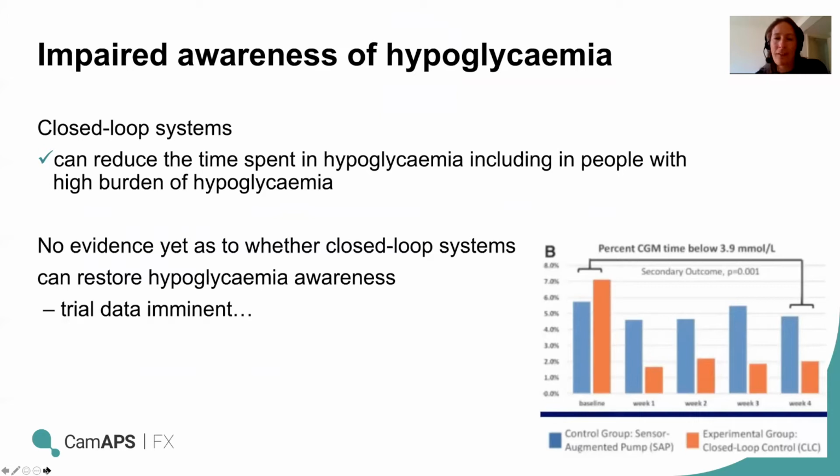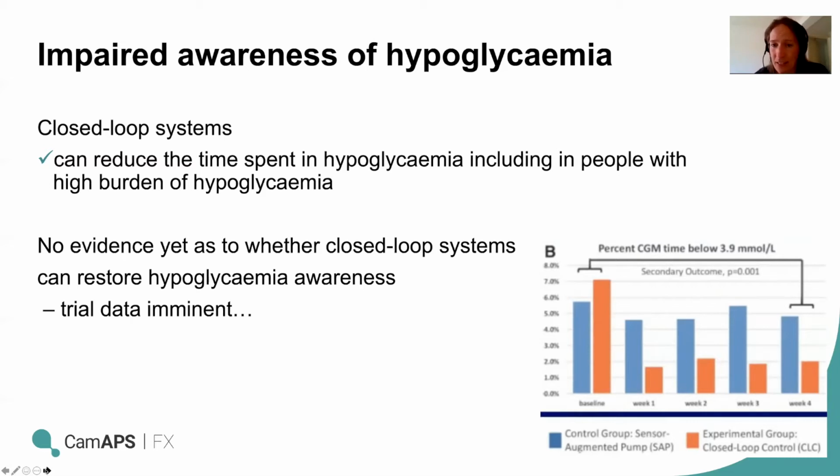What about people who have impaired awareness of hypoglycemia? Well, we know as we get older, our awareness symptoms of hypoglycemia diminish, as well as changing potentially. One thing we do know about all closed loop systems is that they can reduce the time spent in hypoglycemia, and that's including in people who have a high burden of hypoglycemia at baseline.